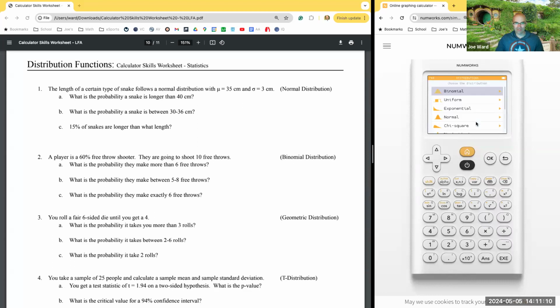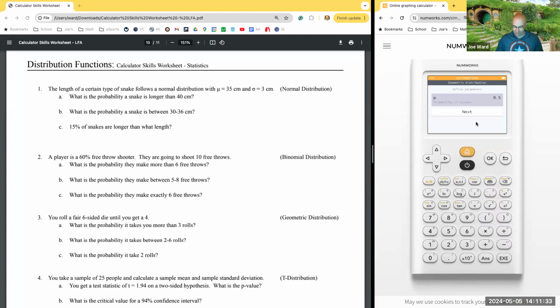All right, the next one is a geometric situation. So I'm going to geometric. In this one, it says you roll a fair six-sided die until you get a 4. So in this case, you don't have a fixed number of trials. I'm not going to roll a die 10 times or 20 times or 3 times. I'm just going to keep going until I get a success. So that's a geometric situation. You keep going until you get a success.